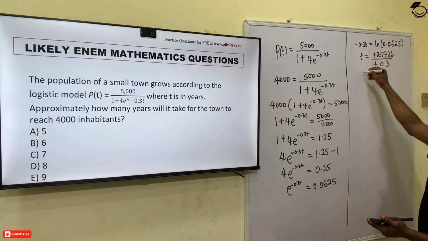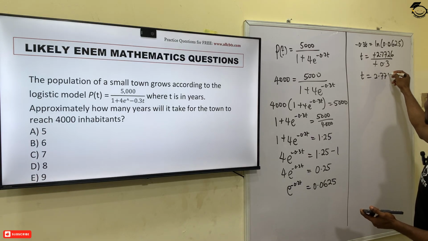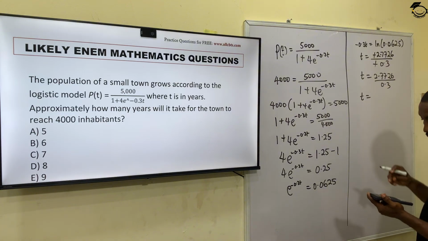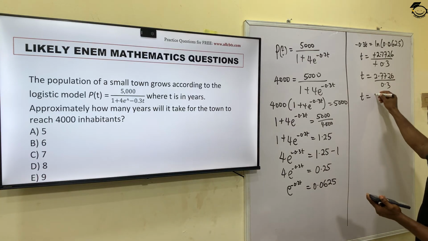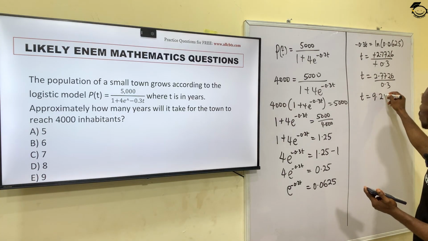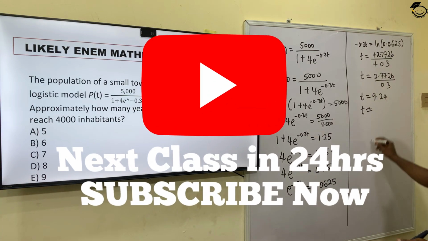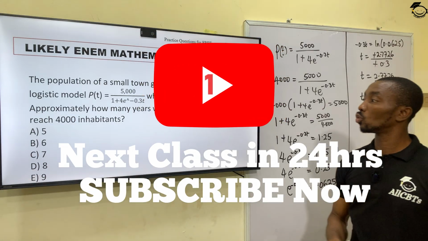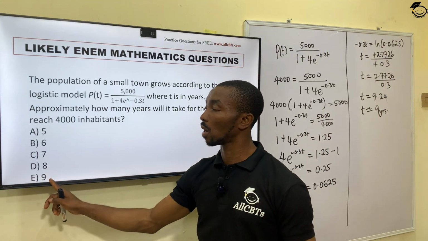So minus cancels minus, leaving you with t equals 2.7726 over 0.3. So our t, when divided by 0.3, would give us 9.24. So our approximate number of years would be 9 years. So the approximate number of years it will take for the town to get to 4,000 inhabitants would be 9 years.